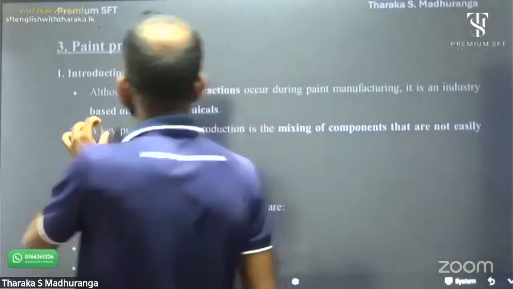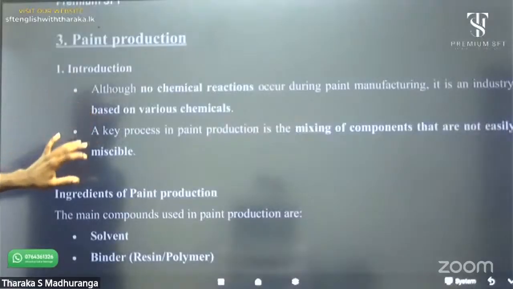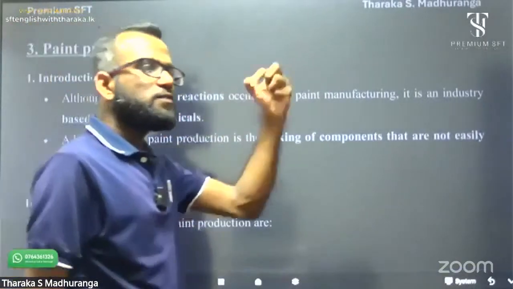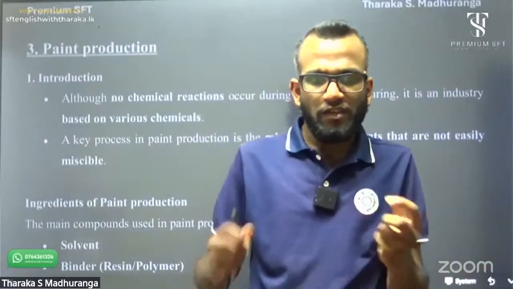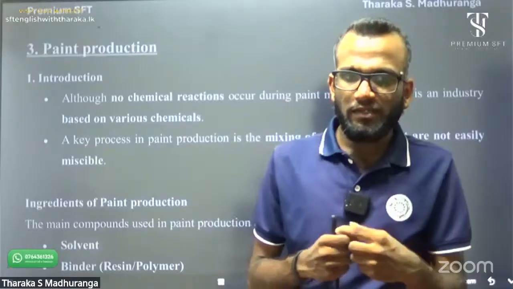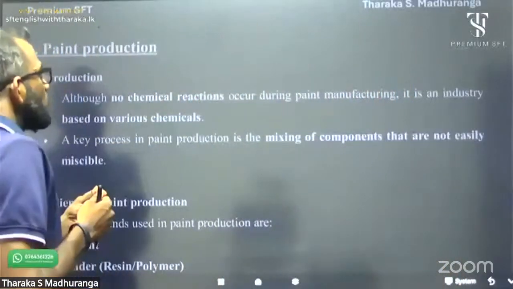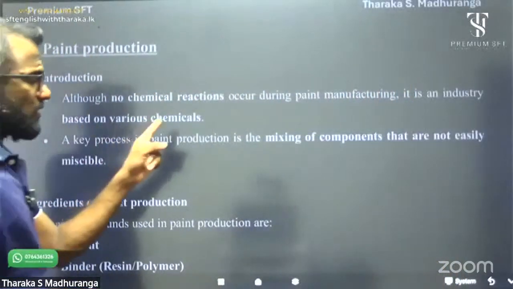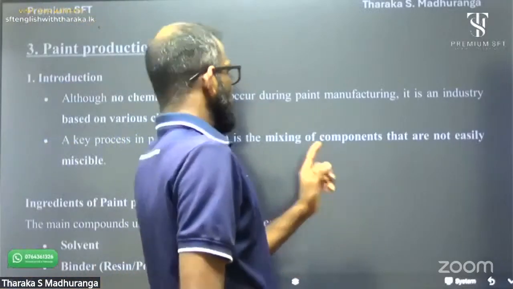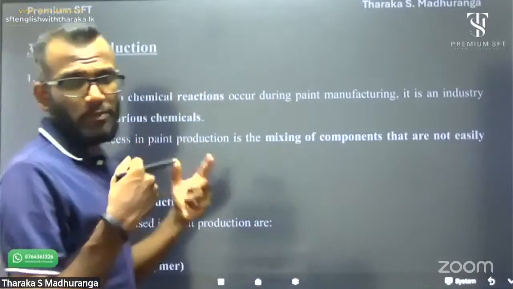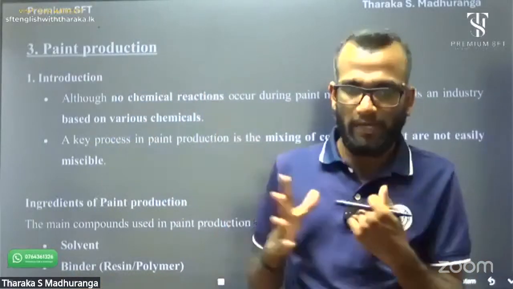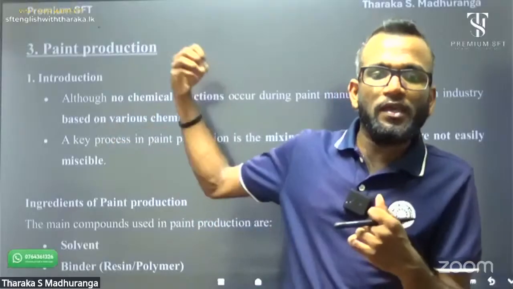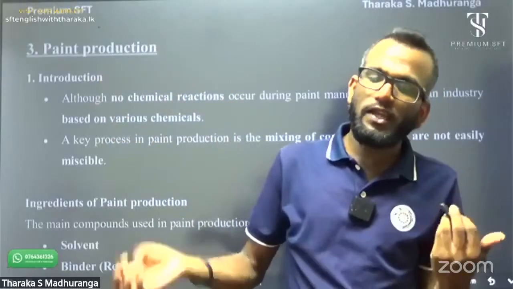Now the difference in paint production: it doesn't have a specific chemical reaction like saponification or transesterification. No specific chemical reaction occurs during paint manufacturing. It is an industry based on various chemicals, using different types of chemicals as raw material. That's why we consider paint production also a type of chemical industry.